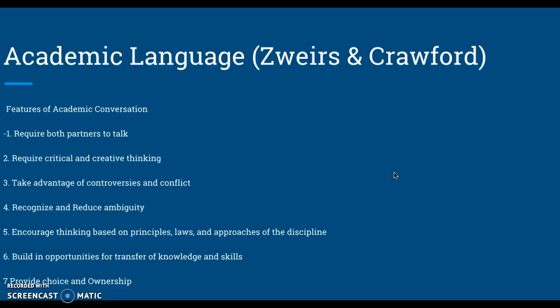Right, so using academic language, I took a lot of these from Swears and Crawford. The features of an academic conversation: it requires both partners to talk. So creating a task that makes both partners communicate, requires critical and creative thinking, takes advantage of controversies and conflicts, recognize and reduce ambiguity, encourages thinking based on principles, laws, and approaches of the discipline, build in opportunities for transfer of knowledge and skills, and provide choice of ownership.